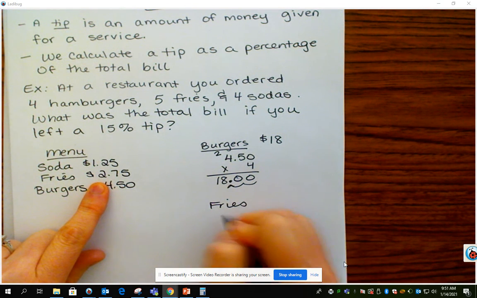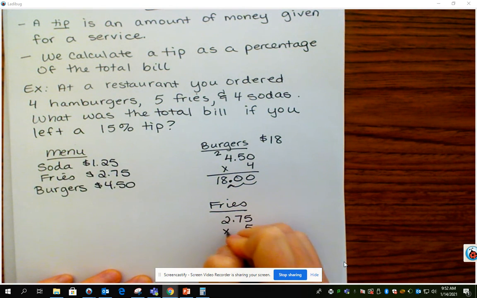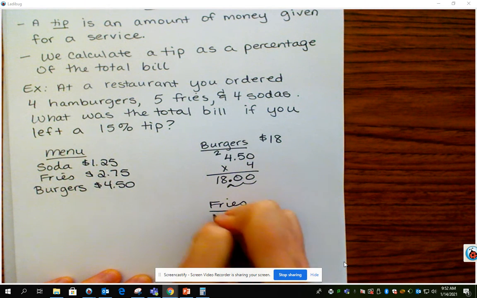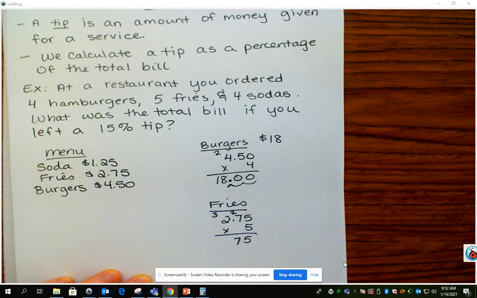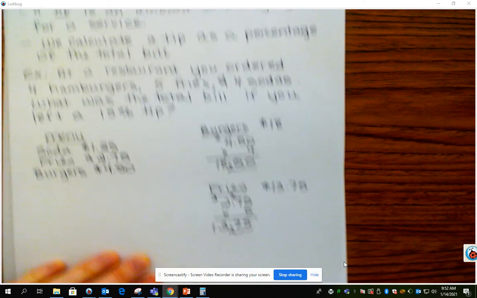Fries cost $2.75, and you bought 5 of them. So 5 times 5 is 25. 7 times 5 is 35, plus 2 more would be 37. Carry my 3. 2 times 5 is 10, plus 3 more is 13. 2 decimal places. So we spent $13.75 on fries.